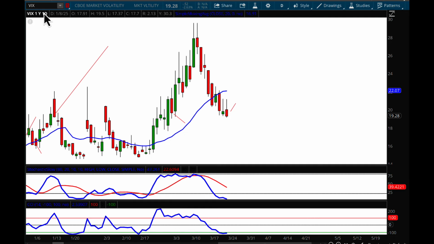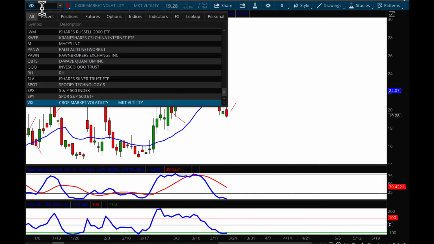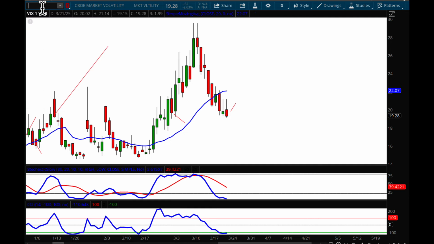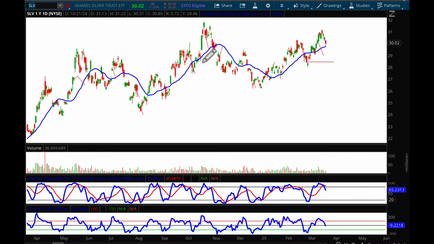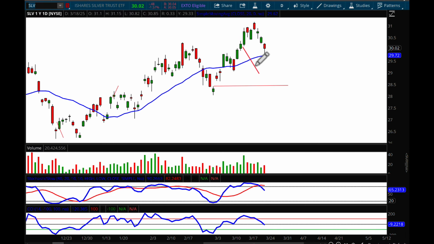All right, so that's the VIX. Now let's talk a little bit about silver, SLV. I told everyone that I am looking to buy more silver. I have a downside target of $28.95.